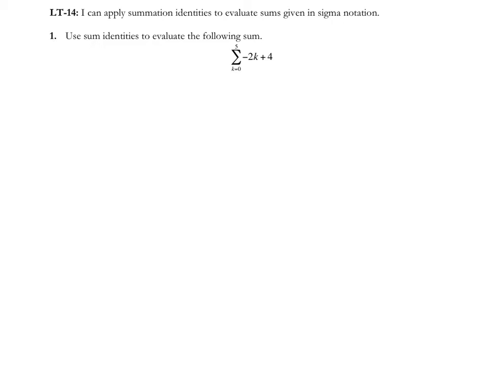So the summation identities I'm talking about are, there's one that says that if you have a sum inside of a sigma, you can rewrite it as the sum of 2 separate sigmas. One says that if you have a constant multiplied inside the sigma, you can multiply the constant outside instead. One of them is a formula for if you have just 1 on the inside of a sigma. One of them is a formula for if you have just k inside of a sigma, and one of them is a formula for if you have something of the form r to the k inside the sigma.